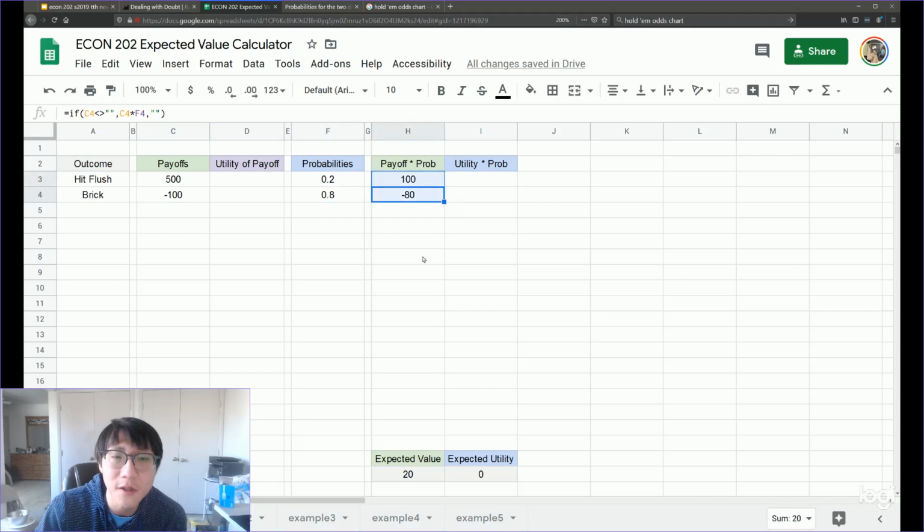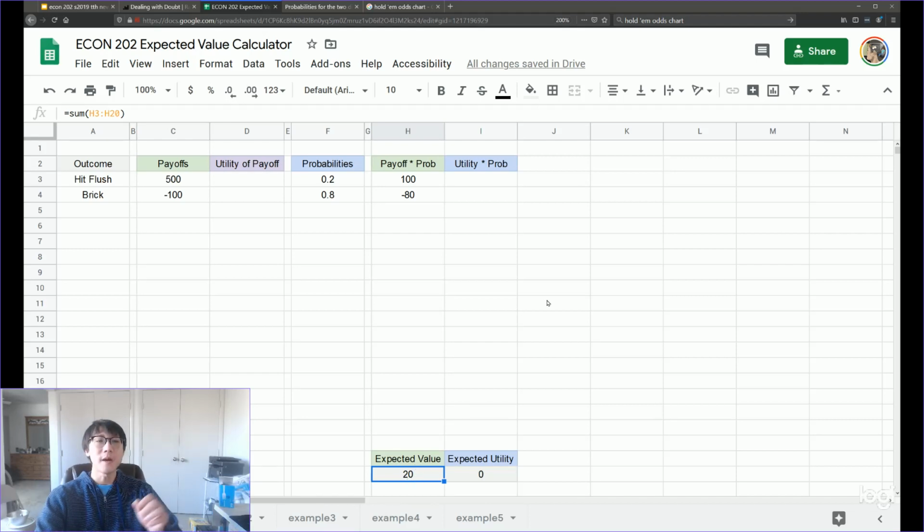Okay, so you do that for each of the possible outcomes. And you can see that I get these two numbers here. And then you simply add those two numbers up. So that's what I'm doing down here. This expected value is 20. Okay, so the expected value of this situation is $20.